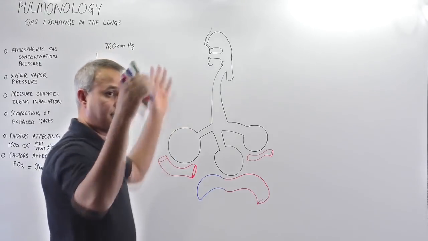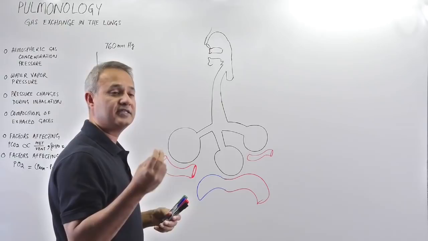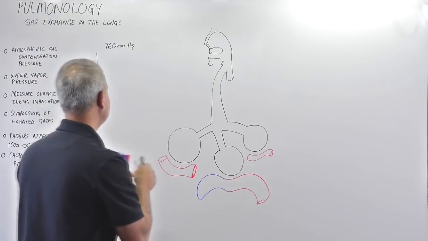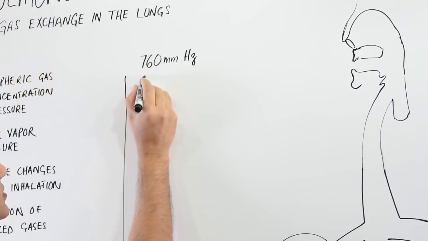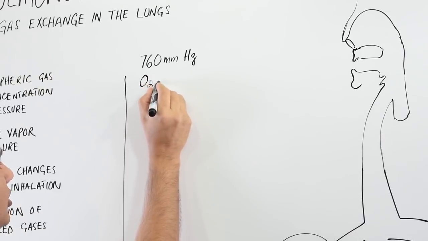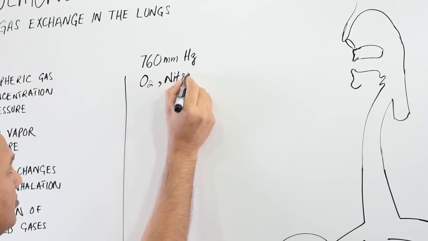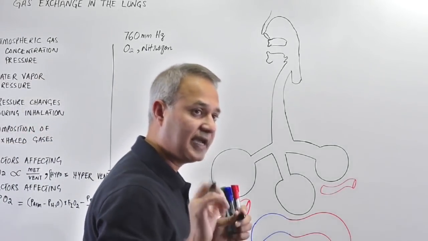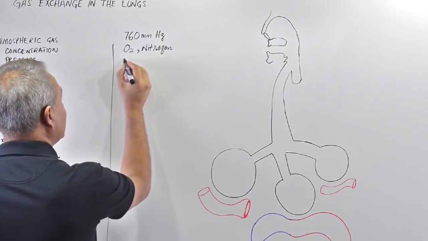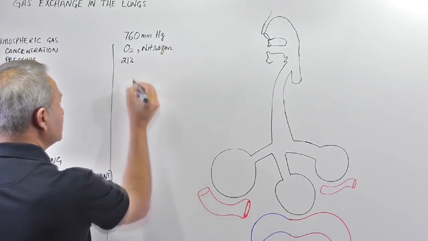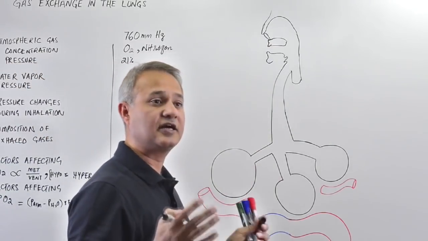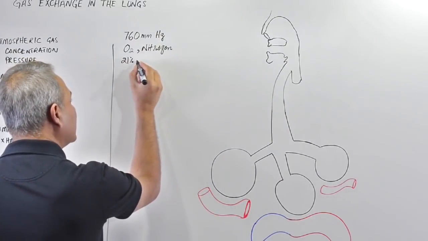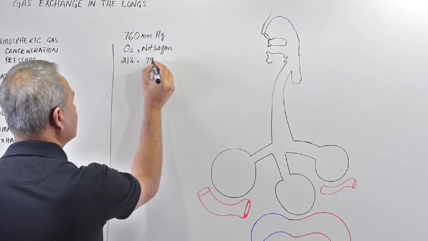In this environment around us, there are two gases that are primarily making this air up. These two gases are oxygen and nitrogen. I will write nitrogen as N from now on. Oxygen is 21%. This is the concentration of the oxygen in the environment around us, about 21%. Nitrogen and other minor gases make up the remaining 79%.